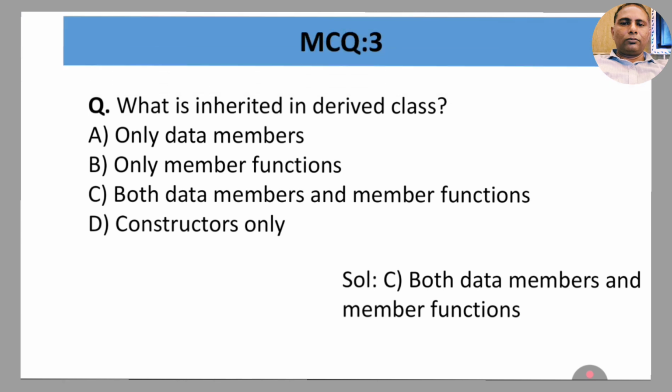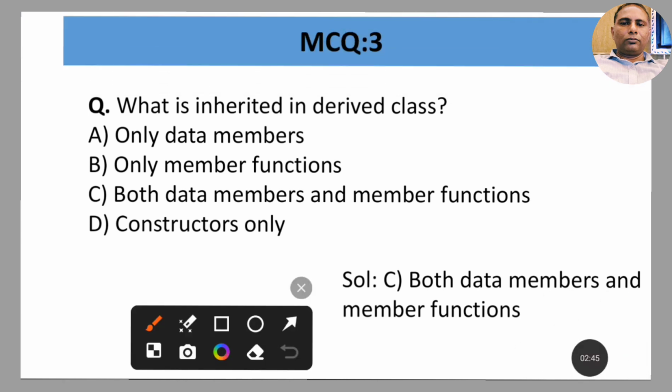Now, MCQ 3: what is inherited in the derived class? The options are: only data members, only member functions, both data members and member functions, constructors only. I think we have seen that we can inherit both characteristics of the parent class, that is the data members and member functions, in the child class. So option C should be the correct answer.